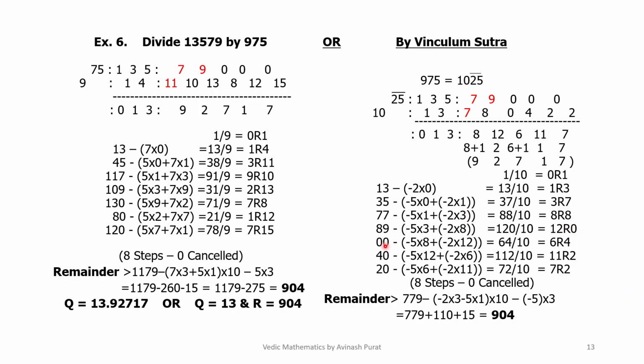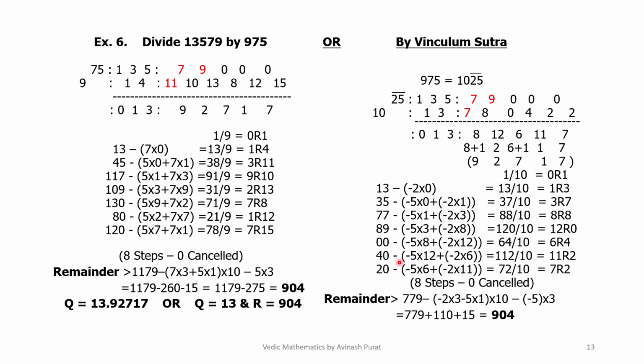Now 0 0 minus (bar 5 into 8 plus bar 2 into 12). So 40 plus 24, 64. So 0 0 plus 64, 64 by 10 becomes 6 as quotient and remainder is 4. 6 quotient, remainder is 4.